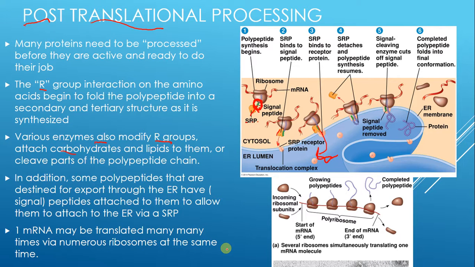And lastly, one mRNA may be translated many times via numerous ribosomes working at the same time. For example, we might have one strand of mRNA, but several ribosomes attached to it, utilizing tRNAs to translate the whole thing numerous times at the same time. An mRNA strand with many ribosomes attached to it is called a polyribosome, just like this.